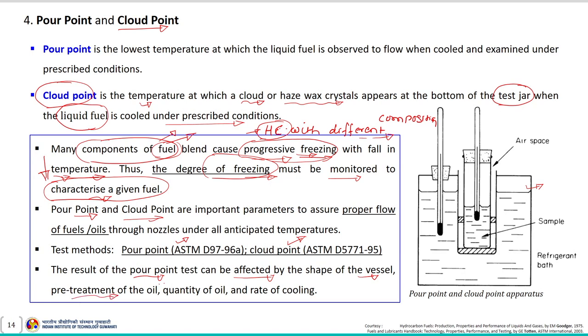Pretreatment of the oil: if the given oil sample is pretreated before the test, then there might be some change in the pour point estimation values. Quantity of the oil used during the estimation of the pour point and the cloud point, and the rate of cooling. So these factors even affect the result of the pour point and cloud point test.